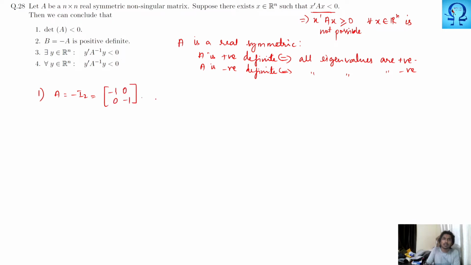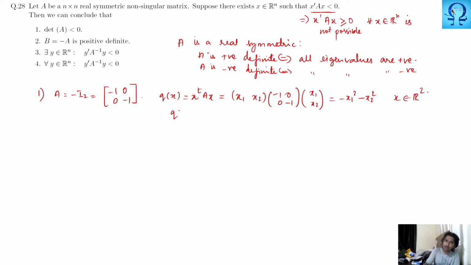If you consider the quadratic form, how do we construct it? Simple: x transpose Ax. Let me consider x as x1, x2 with the matrix minus 1, 0, 0, minus 1, and x1, x2. You don't have to check all this; just look at the positions and you can write down the quadratic form. Whatever x you choose from R2, what is q of x?